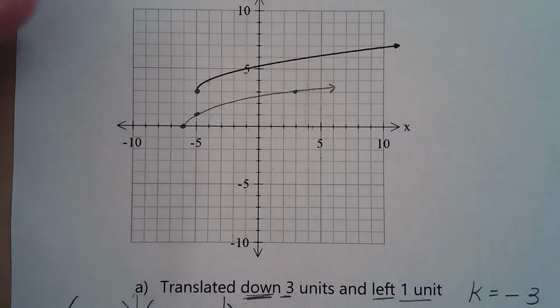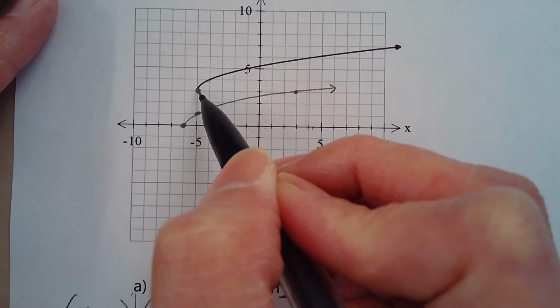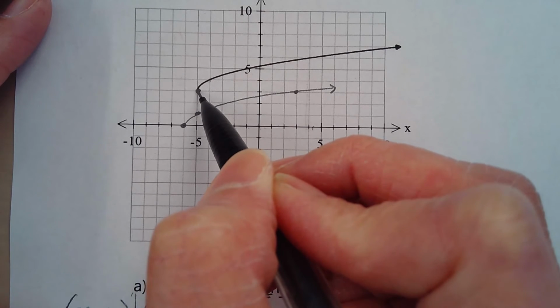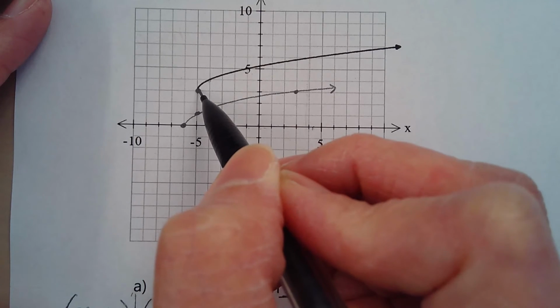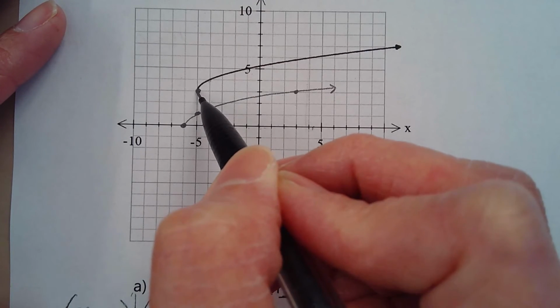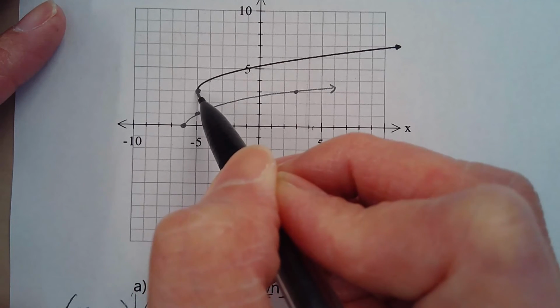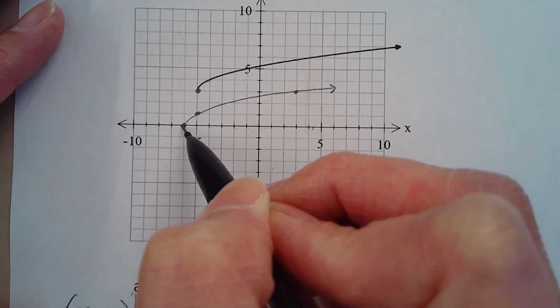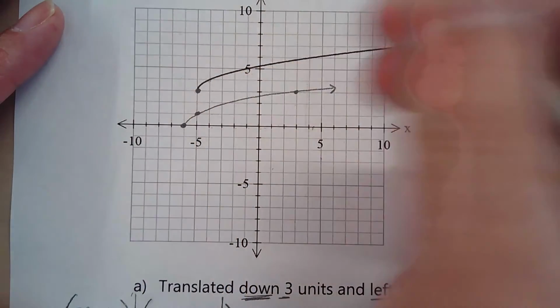Okay. So if I could just have your attention. This is one of the points that we have, right? And that's a nice point. What did I do? This point is, we said, we went down 3 and left 1. So down 3, 1, 2, 3, left 1. So this point is now over here. Yeah? And then this is a nice point here.